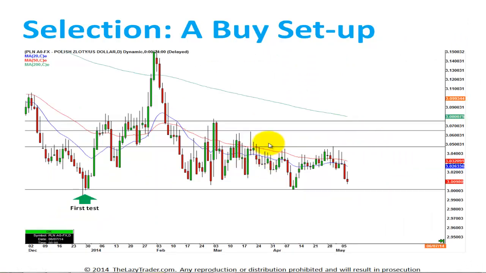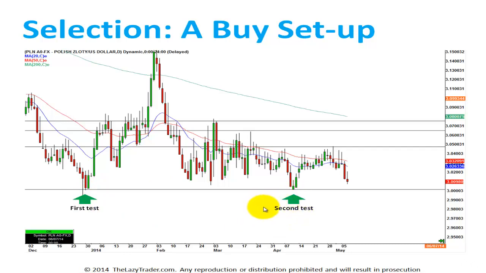Let's take a look at a buy setup here. This is the US dollar versus the Polish zloty, and we've got a key level of demand here, supply also. Essentially it's exactly the same thing. So we've got the first test on this level. The first test doesn't mean anything on its own, and now we've got the second test.